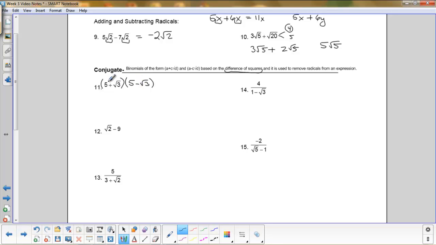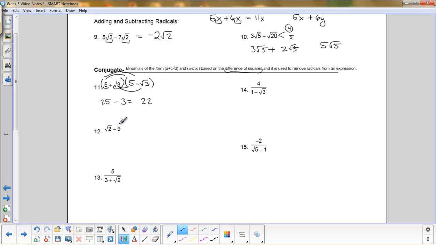Now I can use a difference of squares here. 5 is a, so a squared is 25. The square root of 3 is b, so the square root of 3 squared is 3. So that's 25 minus 3 equals 22. That's the way we're going to use that to help us out. If you need to FOIL it, please be my guest and FOIL it out. It's no big deal. You'll still get the same thing.